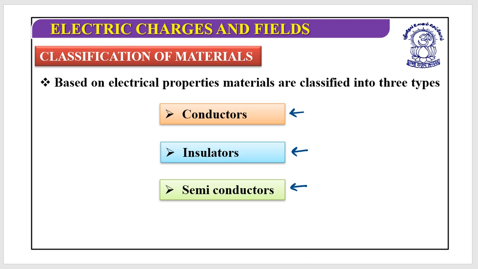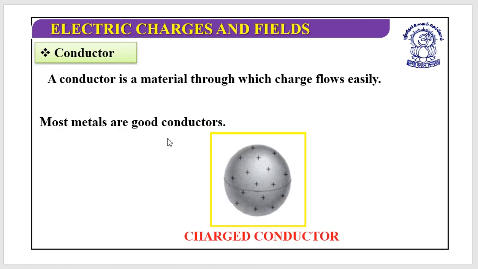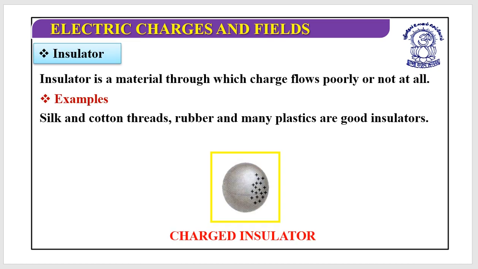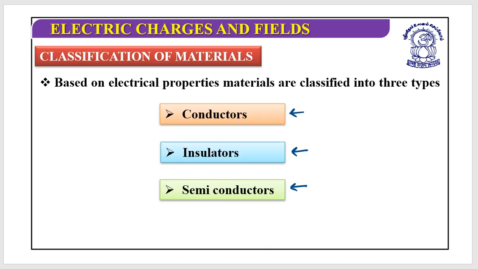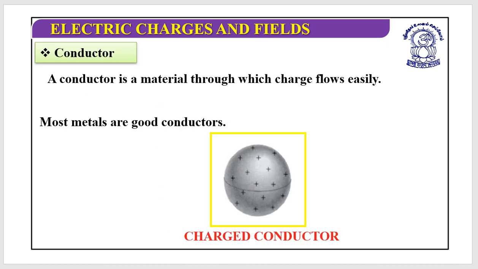So we can divide objects into these three categories. Basically, one is the conductor, another is the insulator, and another is the semiconductor. In previous classes, you might have studied this. What are conductors? When we consider a conductor, we say it is a material through which charges flow easily.